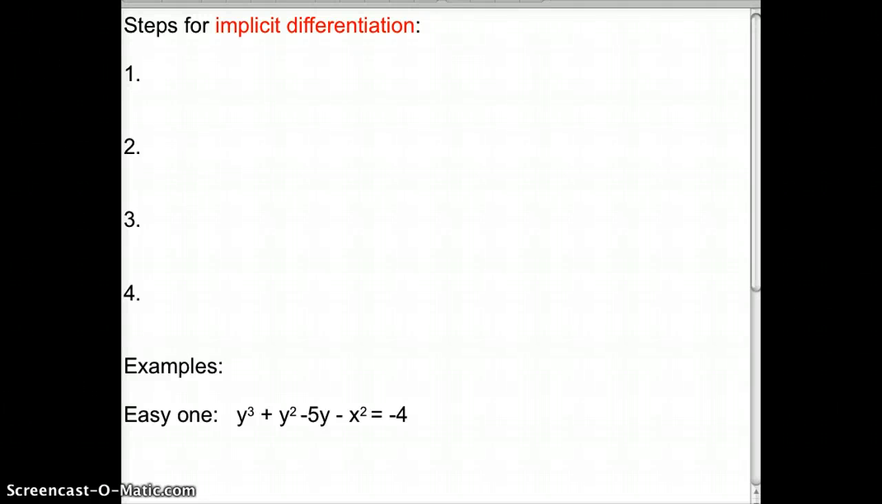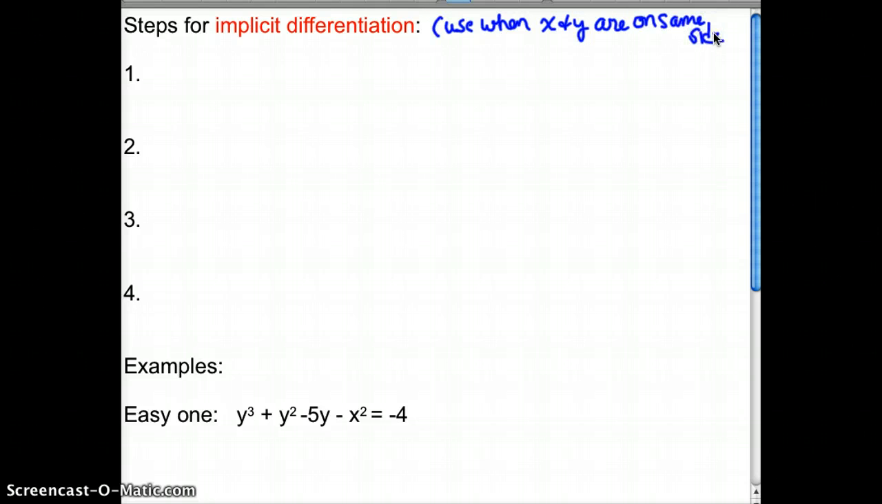So continuing with the notes for 2.5, I'm going to just lay out the steps for you for doing implicit differentiation. Remember, when you use it, you're going to use it when both x and y are on the same side of the equation. There's basically 4 main steps, and your book lists these out also.